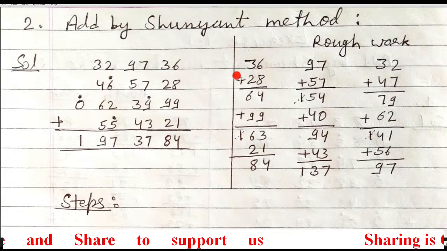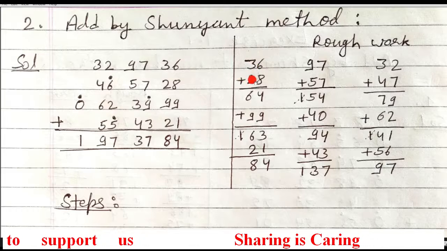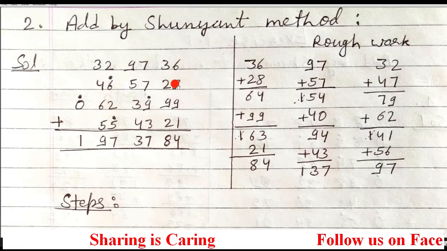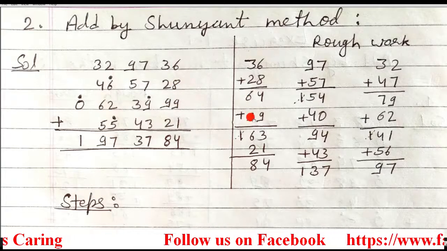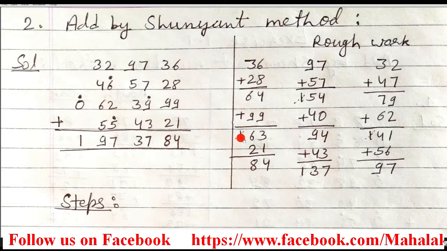First just write down 36, then write down 28. So add them. When you add, you will get 64. Now these 2 numbers we added. Now it's the turn of 99. So write down 99 here. Add them. When you add, you will get 163.